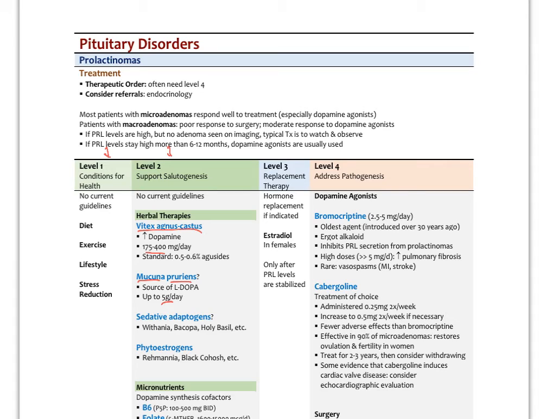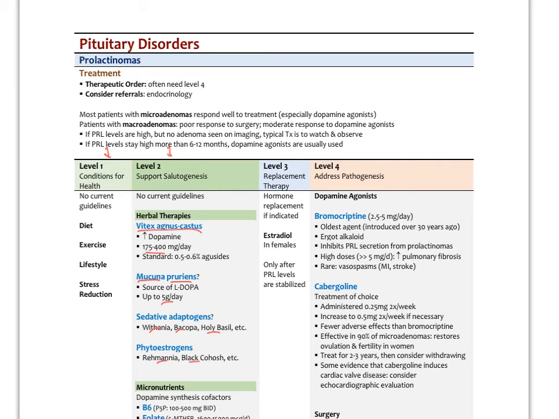Again, the more sedating adaptogens that tend to decrease the HPA axis, but I suspect they also can decrease the prolactin secretion, would be things like ashwagandha, bacopa, holy basil. Again, different than your more stimulating adaptogens like ginseng, rhodiola, schizandra, licorice.